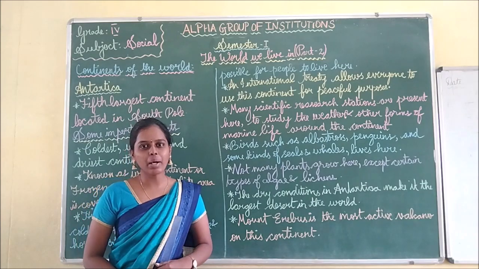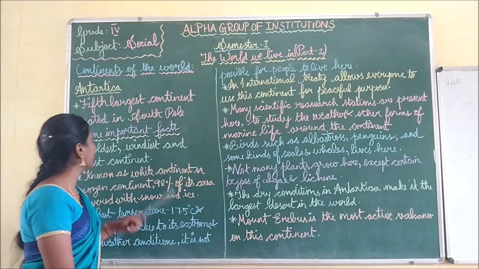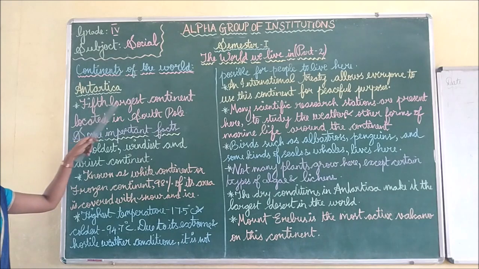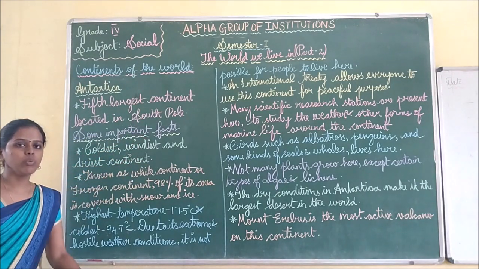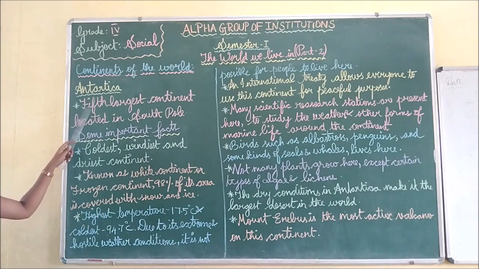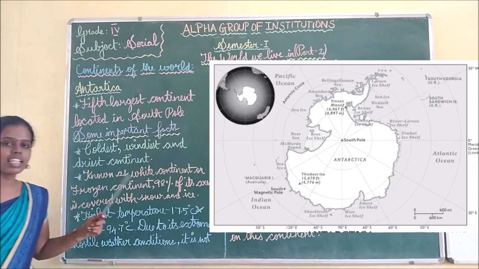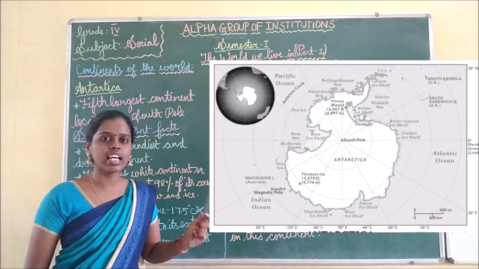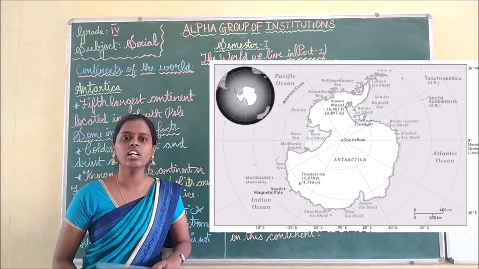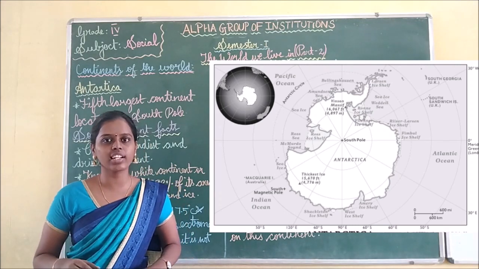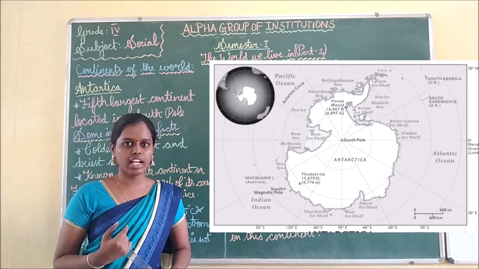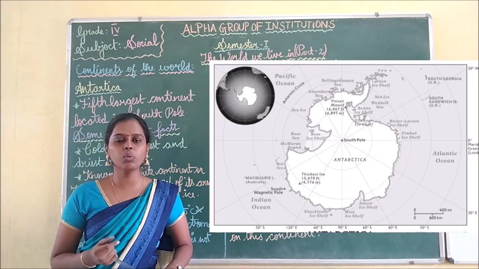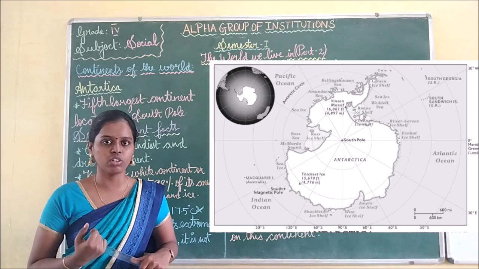Now we are going to see about Antarctica. Okay, Antarctica. It is the 5th largest continent located in South Pole. So we saw 4 continents. This is the 5th largest continent located in South Pole. See, this is the image of Antarctica. See how Antarctica is. It is a unique continent. The shape of Antarctica itself will be unique. So this is the image of Antarctica. You can remember it easily during your examination also.